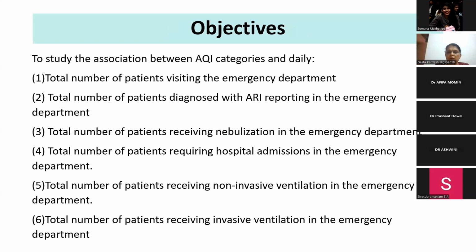Because we have different data under different headings in the program, I may say that I am interested in the association between AQI categories and the daily numbers of these 6 different heads, but within them I still have to identify one point of interest. Say I am primarily interested in the number of patients diagnosed with ARI reporting to the emergency department. The rest could be my secondary objectives.